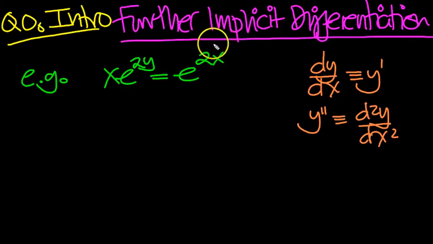Okay guys, let me run you through a couple of little things on this intro for further implicit differentiation, the questions here on this topic. Let's take an example here. We've got a function here, but we've got a product.